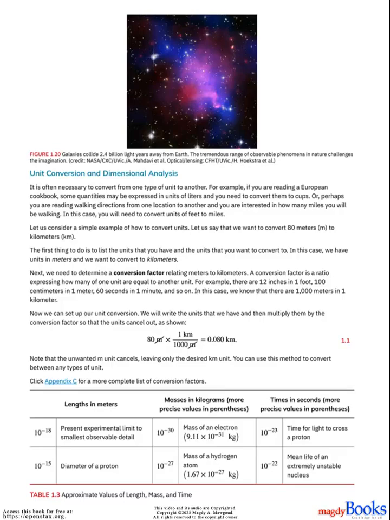Let us consider a simple example of how to convert units. Let us say that we want to convert 80 meters, m, to kilometers, km. The first thing to do is to list the units that you have and the units that you want to convert to. In this case, we have units in meters and we want to convert to kilometers. Next, we need to determine a conversion factor relating meters to kilometers. A conversion factor is a ratio expressing how many of one unit are equal to another unit.